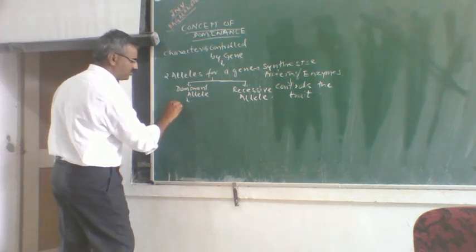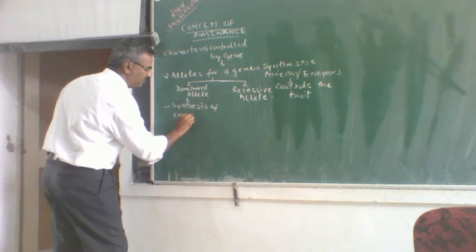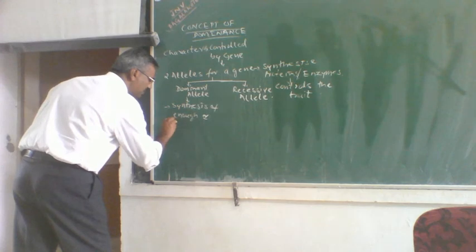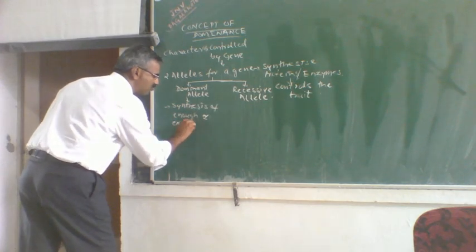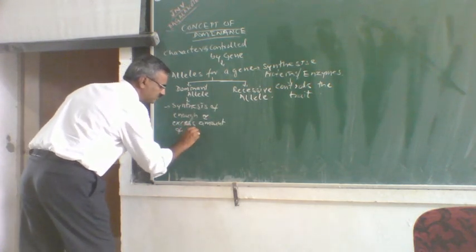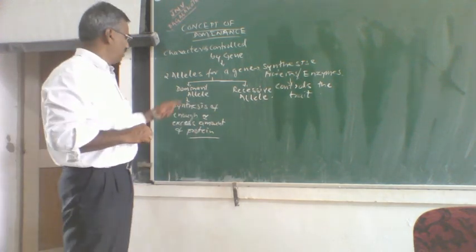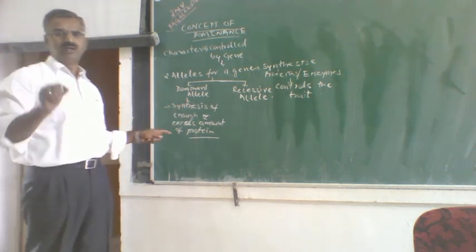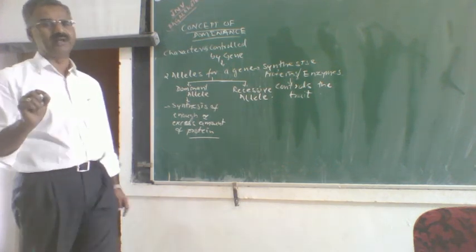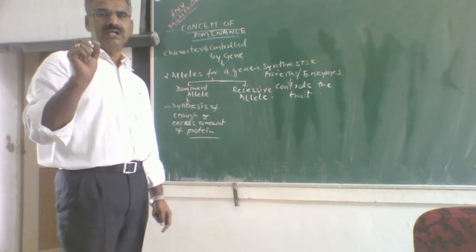Then this dominant allele is responsible for coding for synthesis of enough quantity of protein, or you can say excess amount of protein. This particular dominant allele will be responsible for synthesis of enough quantity of protein. Such an allele which is able to produce enough quantity of protein is said to be dominant allele.